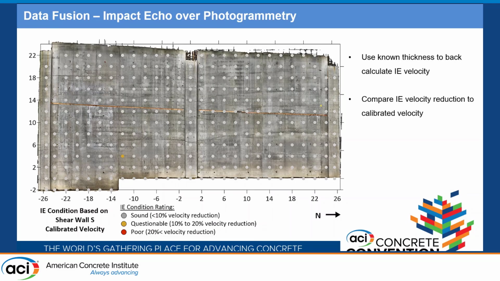So these are the impact echo results over the orthomosaic. The impact echo was analyzed by using the known thickness at each location and then back calculating an IE velocity. These IE velocities at each point were then compared to a calibrated velocity from a shear wall nearby that had the same mix. And the IE condition rating for every single point was compared by different percent velocity reductions, where sound was within 10%, questionable was between 10 and 20%, and poor was 20% or more velocity reduction.